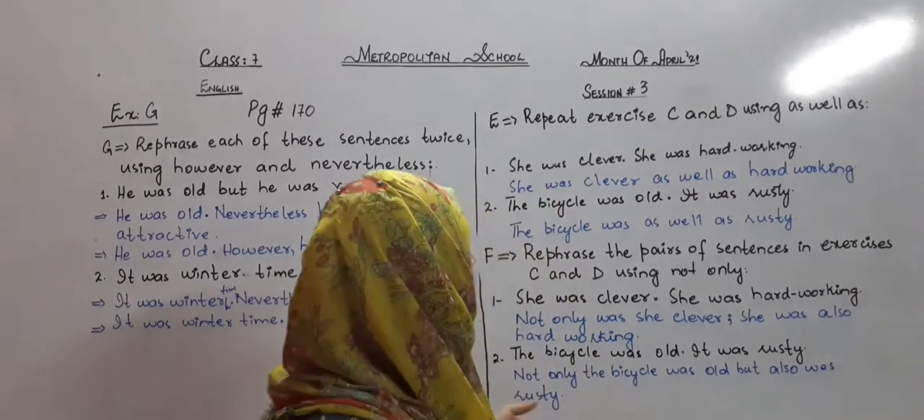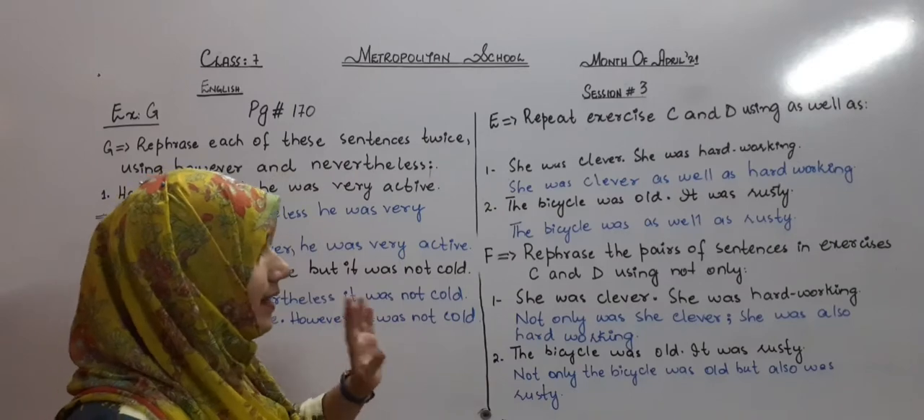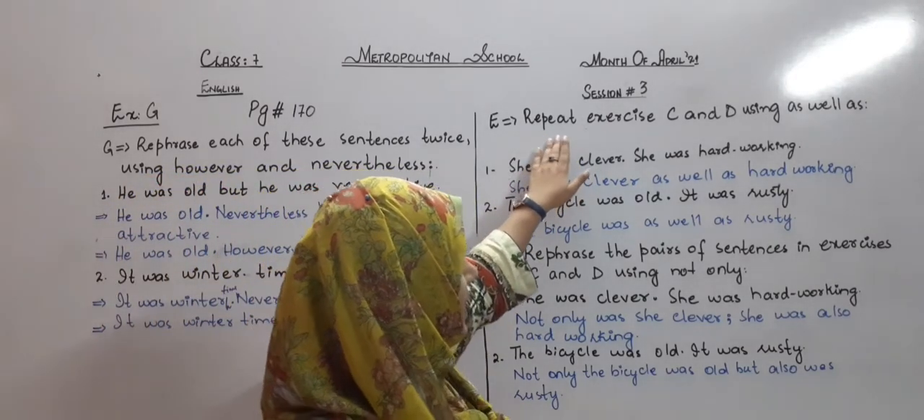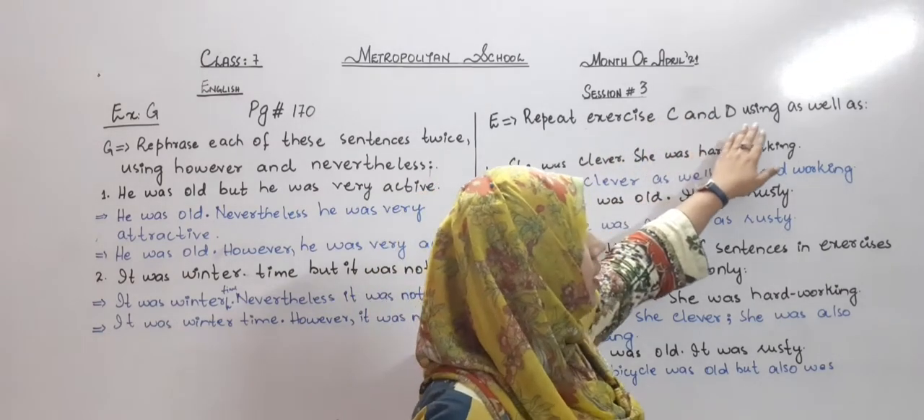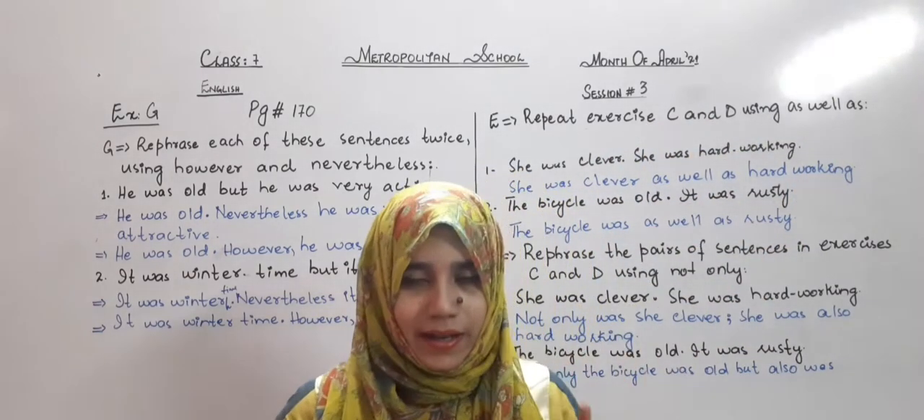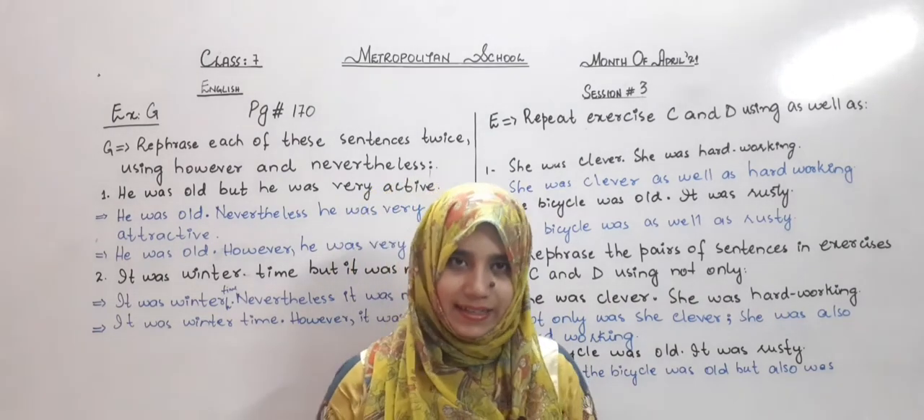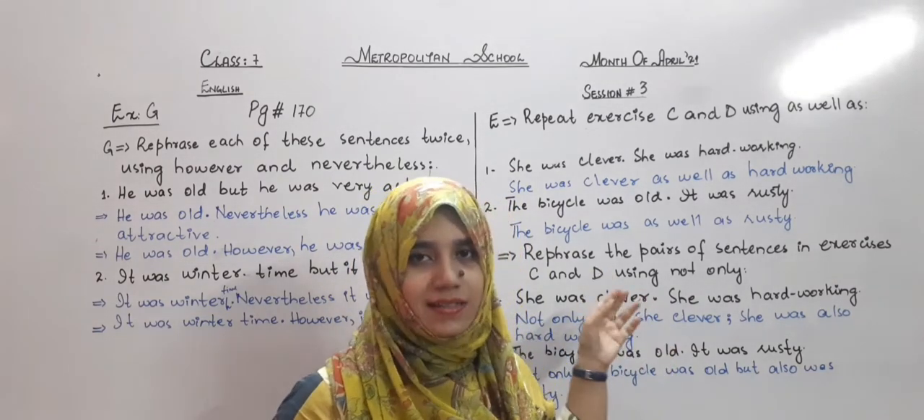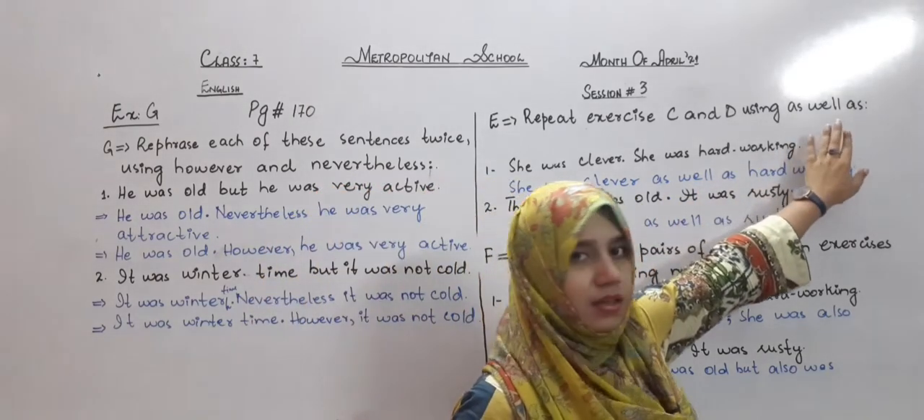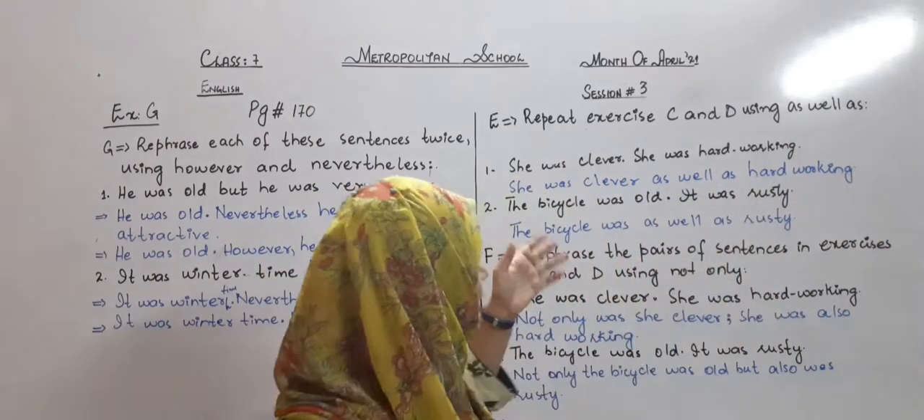Now let's move towards our next exercise, that is exercise E, and what you will have to do in this exercise is repeat exercises C and D using as well as, right? So you will have to copy down the sentences of exercises C and D, and replace the conjunction, you will have to use the conjunction as well as, right? So how can you do this exercise?